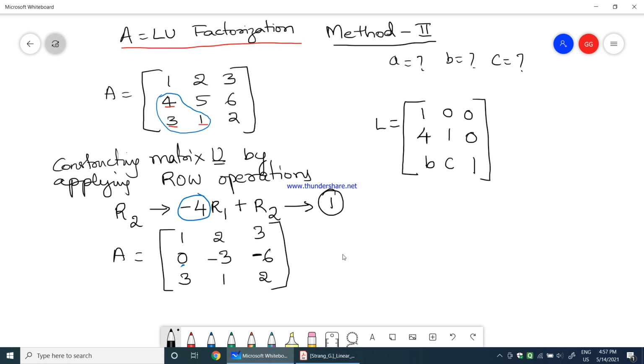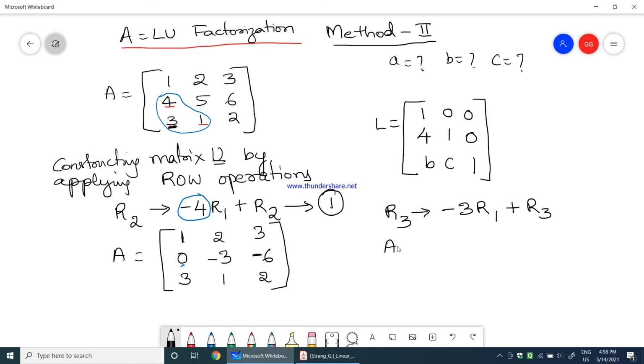Now the next row operation which I can perform here is to make this element, this 3, equal to 0. So I have 1 here. So therefore, I will say R3 will be equal to -3 times R1 plus R3. So if I make -3 times R1 plus R3, we can see that the element in that position becomes 0. In the third row, the first element becomes 0.